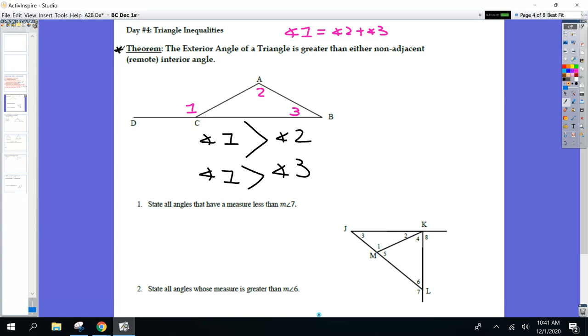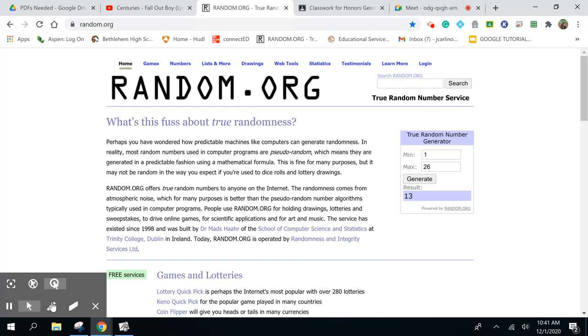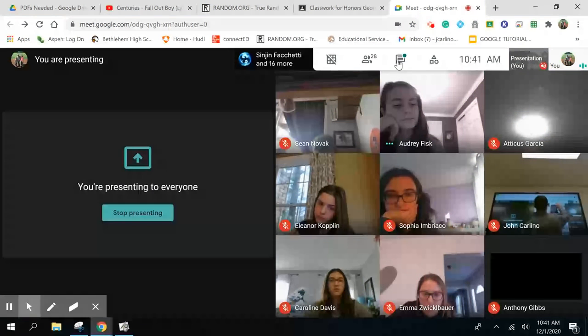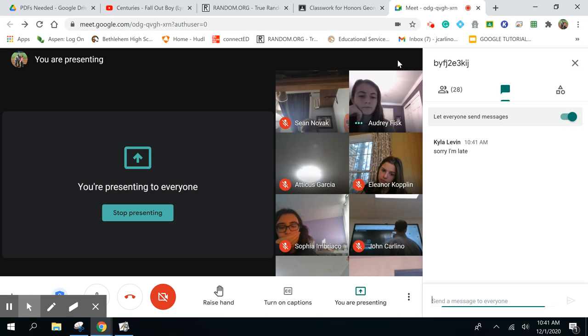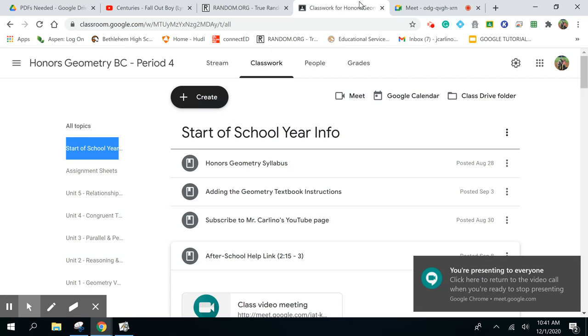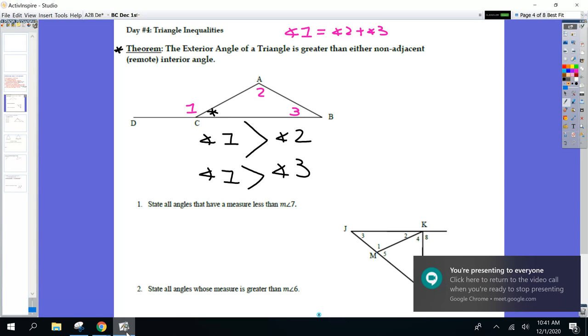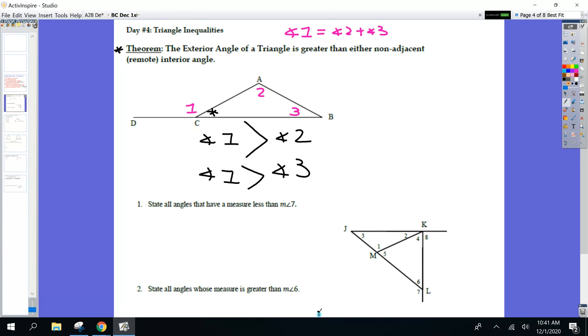So again, any exterior is greater than any remote interior. You cannot tell me anything about its adjacent angle. We all good there? All good? All right, let's actually try to use it now in this first example.